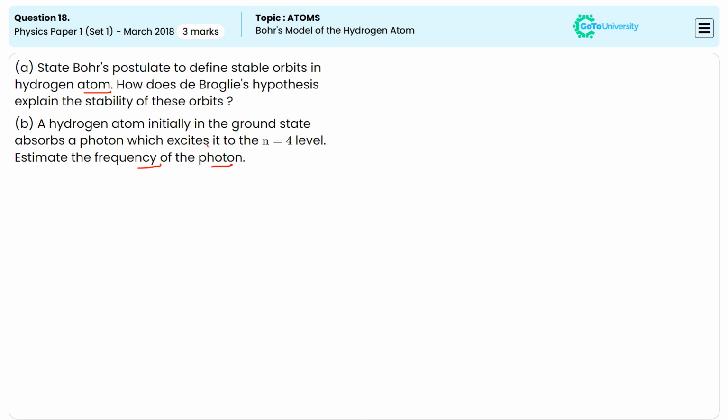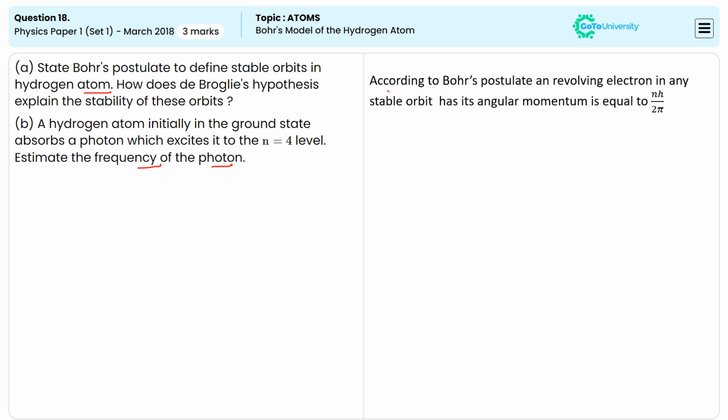Coming to the first part of the question, Bohr's postulates. According to Bohr's postulate, a revolving electron in any stable orbit has its angular momentum equal to nh divided by 2 pi. That is, mvr is equal to nh divided by 2 pi.